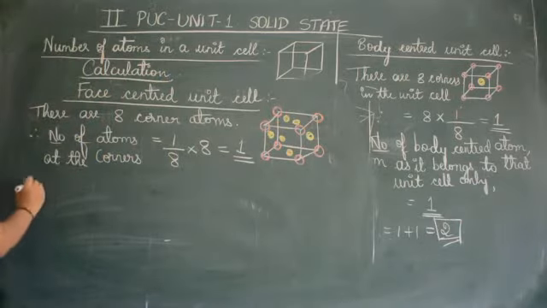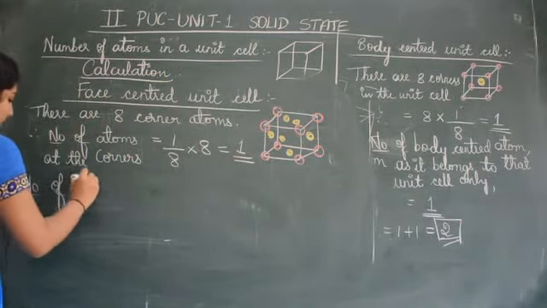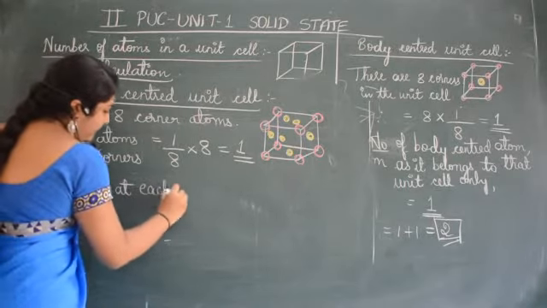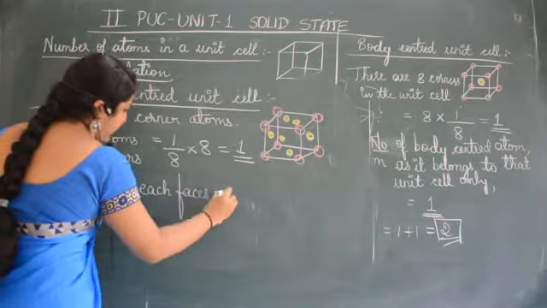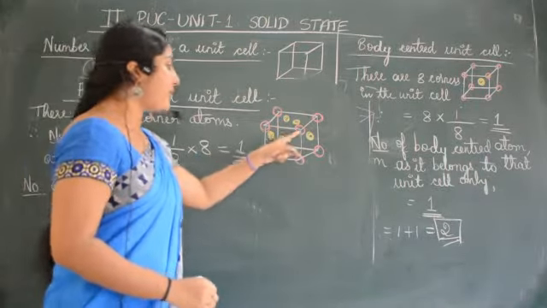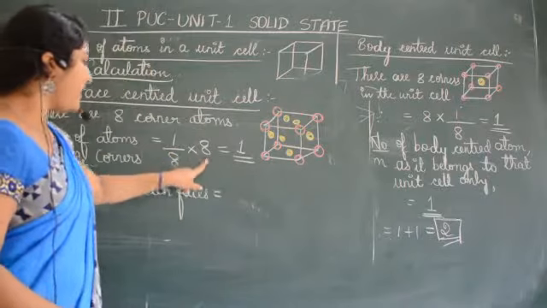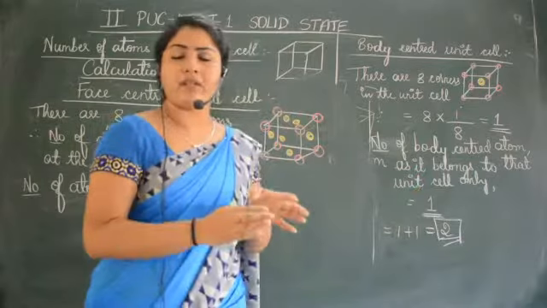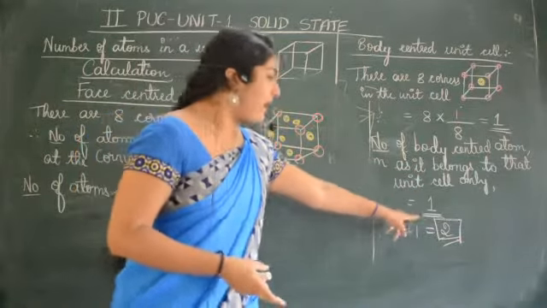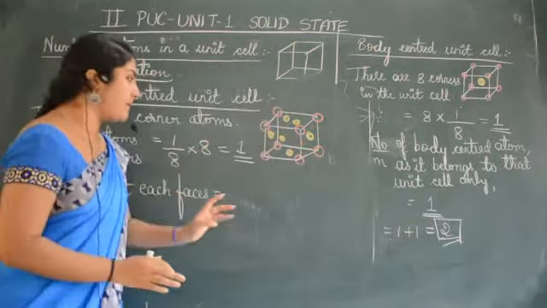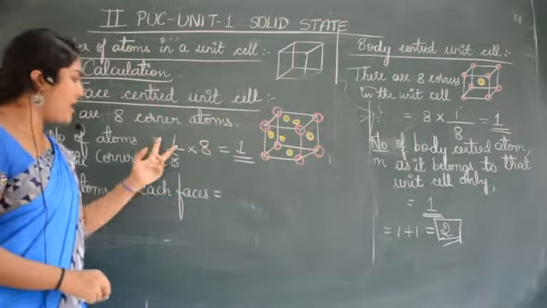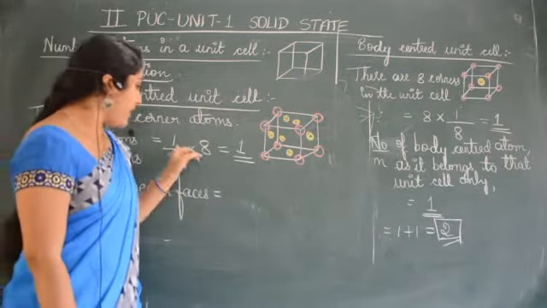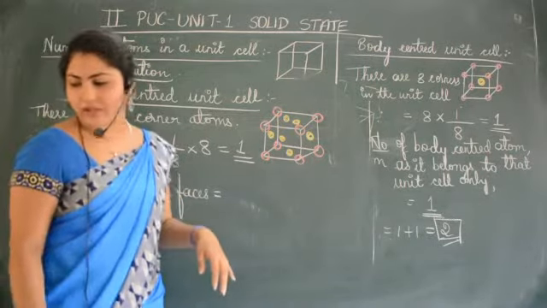Now the number of atoms at each face. See, when we calculated for corner atoms, we considered how many corners there are, into a fraction of it. Here again for body-centered, because there is only one center, so one atom, we have directly written 1. So 1 plus 1, 2 there. Here, 8 corners, we have calculated 8 into a fraction of it. Here what should I do? I have to see, here we said 1 is shared by 8 other unit cells.